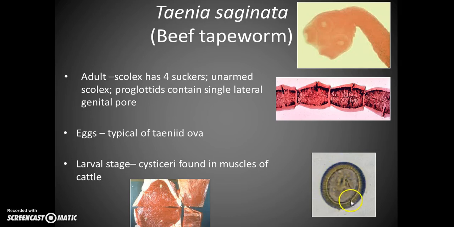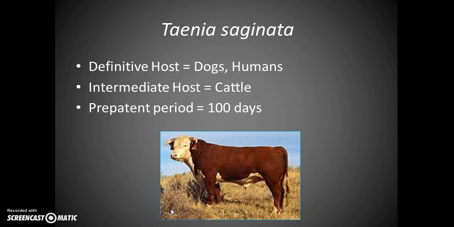The eggs, again, are typical of taenids, and so we have that single embryo in the center and the thick, radially striated outer shell. The larval stage is known as cysticerci, and it is found in the muscles of cattle. So here is a muscle of a cow, and you can see the cysticerci cyst form in the meat here. Now the definitive hosts of Taenia saginata are dogs and, yes, humans. The intermediate host is going to be cattle, and the prepatent period will be 100 days.